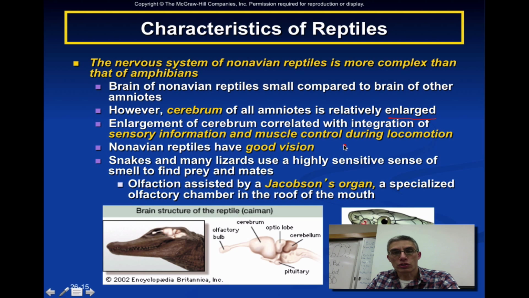And of course, in order to do that, you have to have very good muscle control, because a lot of times that's going to involve maybe a change in the way that you're making your way through that environment. So it's going to affect the locomotion of that animal.